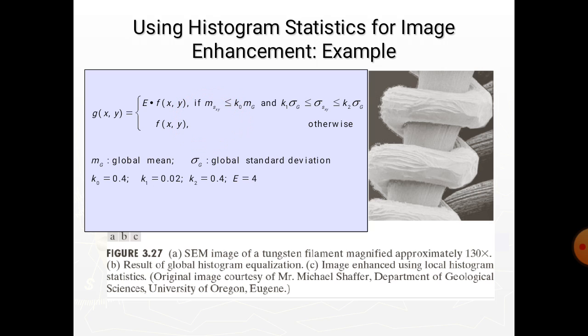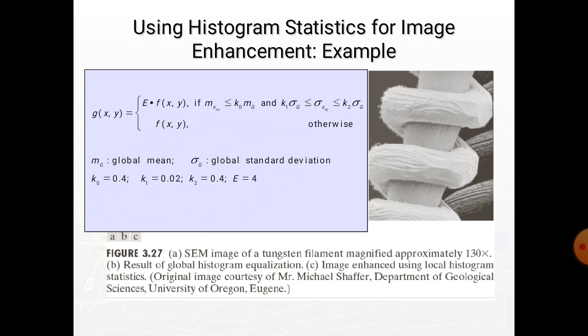m_sxy, the mean of S_xy, is less than or equal to k0 times mg, and k1 times delta g is less than or equal to delta S_xy, which is less than or equal to k2 times delta g. Otherwise, g(x,y) equals f(x,y). Here mg is the global mean and delta g is the global standard deviation. So here k0 equals 0.4, k1 equals 0.2, k2 equals 0.4, and E equals 4.